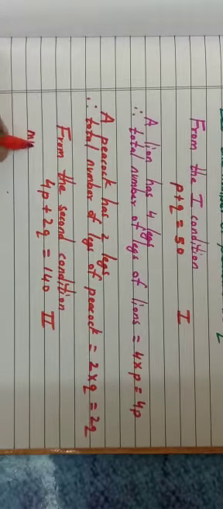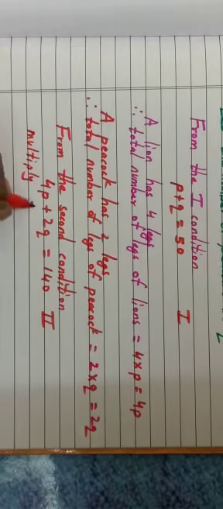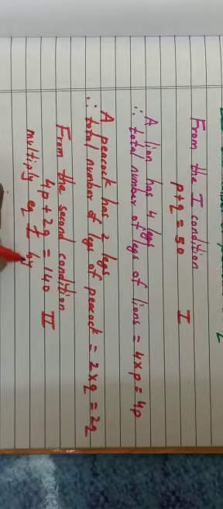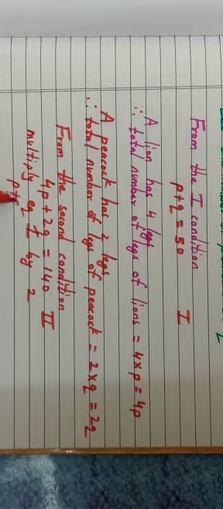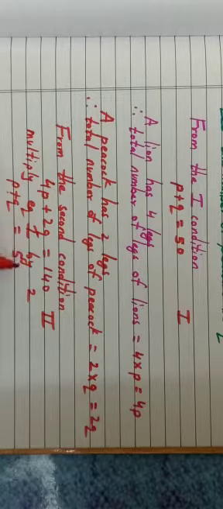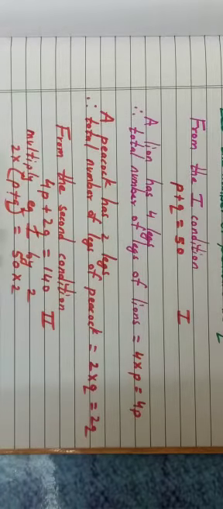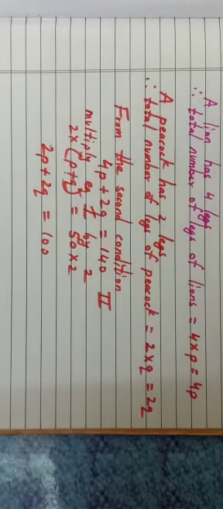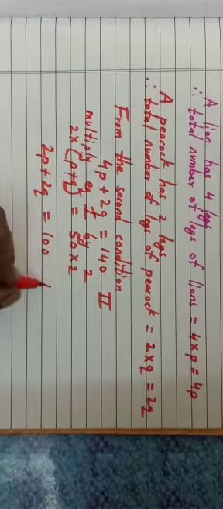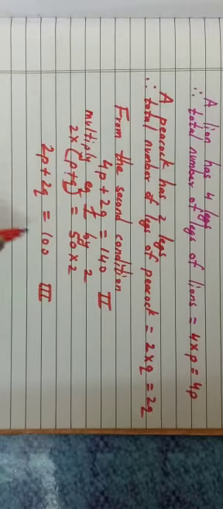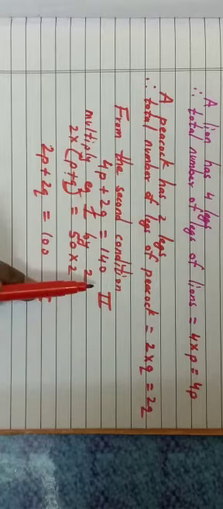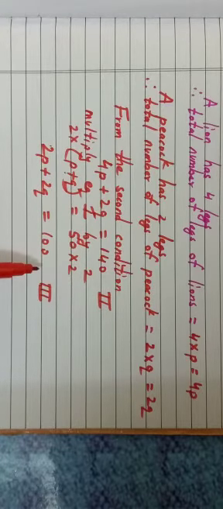So multiply equation 1 by 2. First we will write the equation P plus Q is equal to 50. So multiply by 2, 2 into that. So we will get 2P plus 2Q is equal to 100. Now what we will do? This is our new equation, the third equation. We will subtract equation 2 minus equation 3.